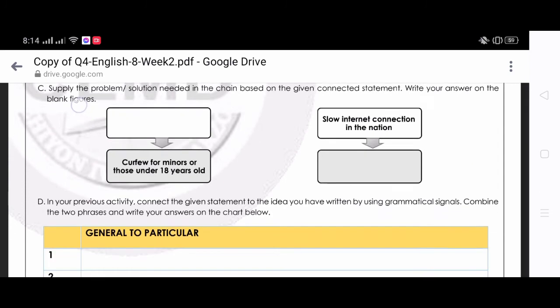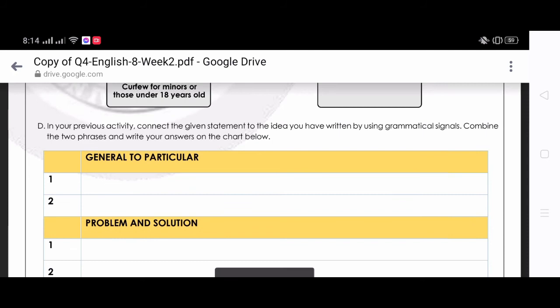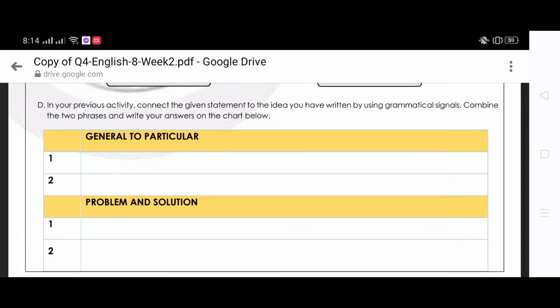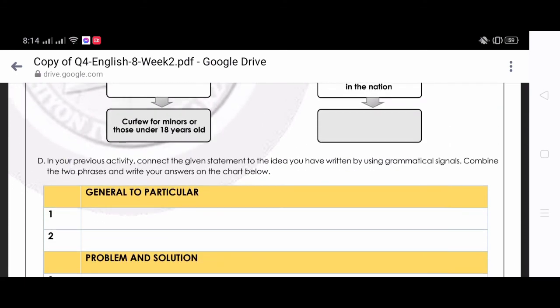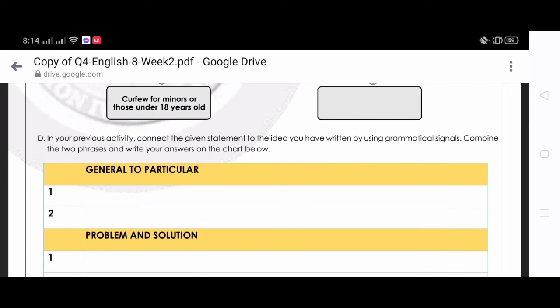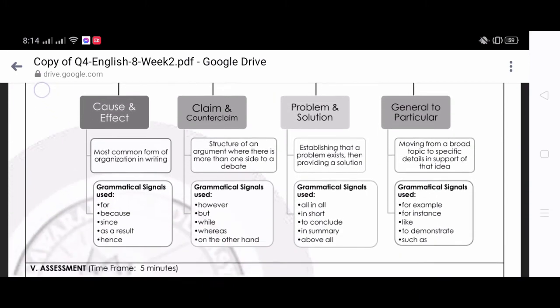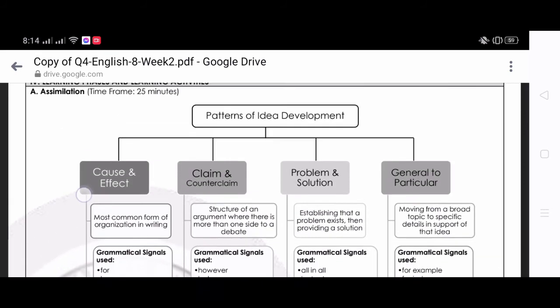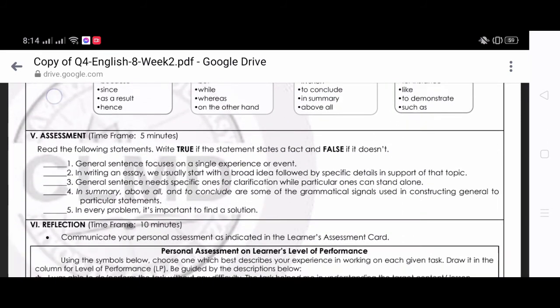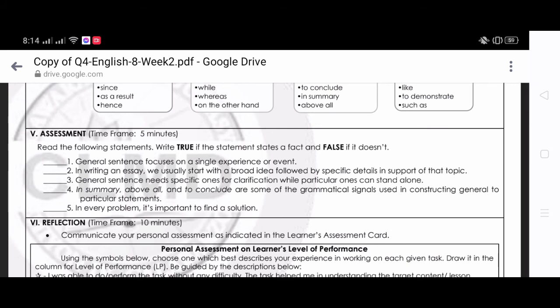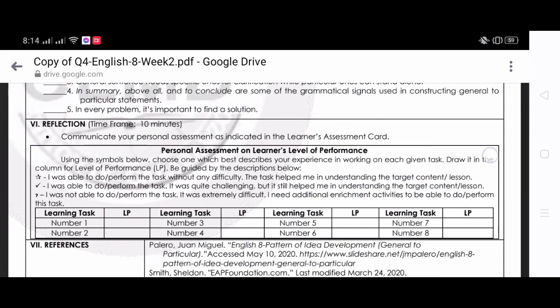Okay? So, yun lang. Next, in your previous activity, connect the given statement to the idea you have written by using grammatical signals. Combine the two phrases and write your answers on the chart below. Okay? So, yun lang. I-rate nyo lang naman yung sinulat nyo dito. Okay? Ilagay nyo dito. Ganun lang. And ito, basahin nyo lang yan. And ito, true or false lang. Kayang-kaya nyo naman yan. And the reflection.